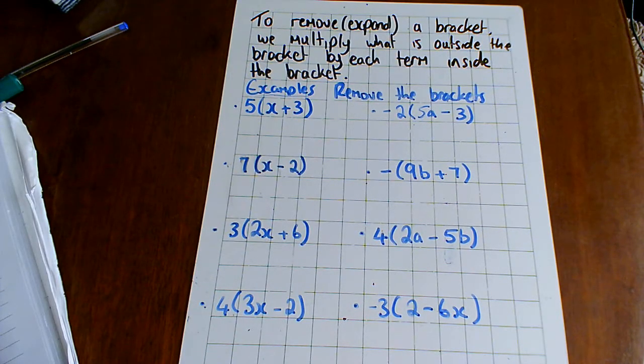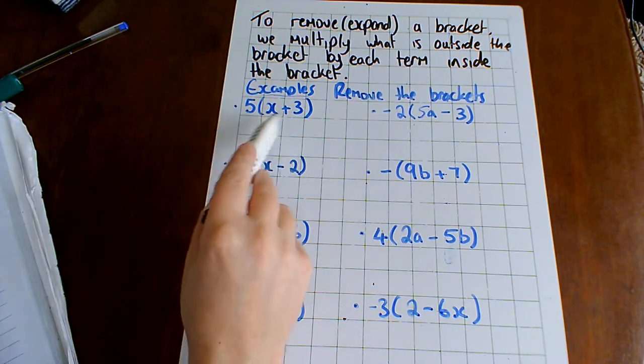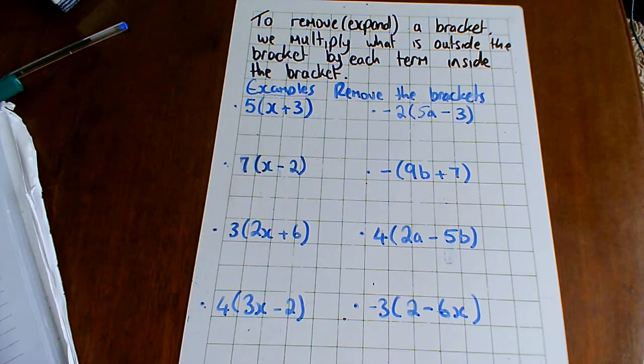We multiply what is outside the bracket by each term inside the bracket. We're not looking for a number answer like we did in the last section. We're looking for it to be simplified, to remove the brackets. That's all we're looking for. Okay, and you'll hopefully see this.